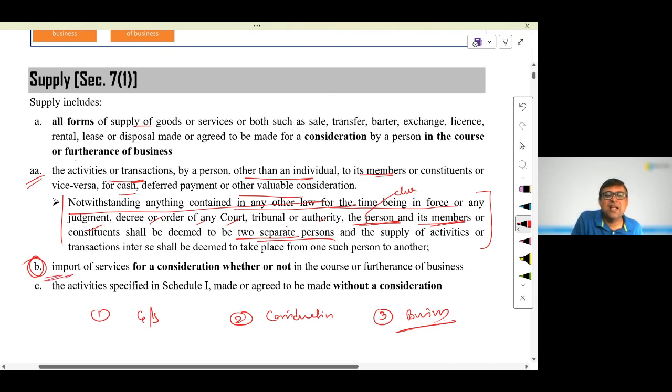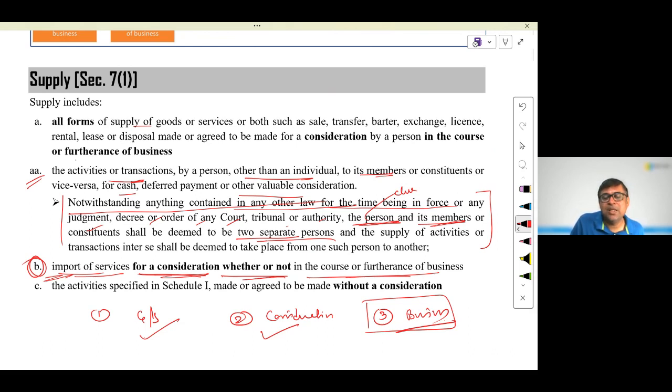Part B suggests that if there is an import of services for a consideration, whether or not in the course of furtherance of business, that means if you are importing services and there is a consideration for those services, even though those services are not used for business or profession, still it will be treated as supply. Even though it is not in the course of furtherance of business, it will be treated as supply.